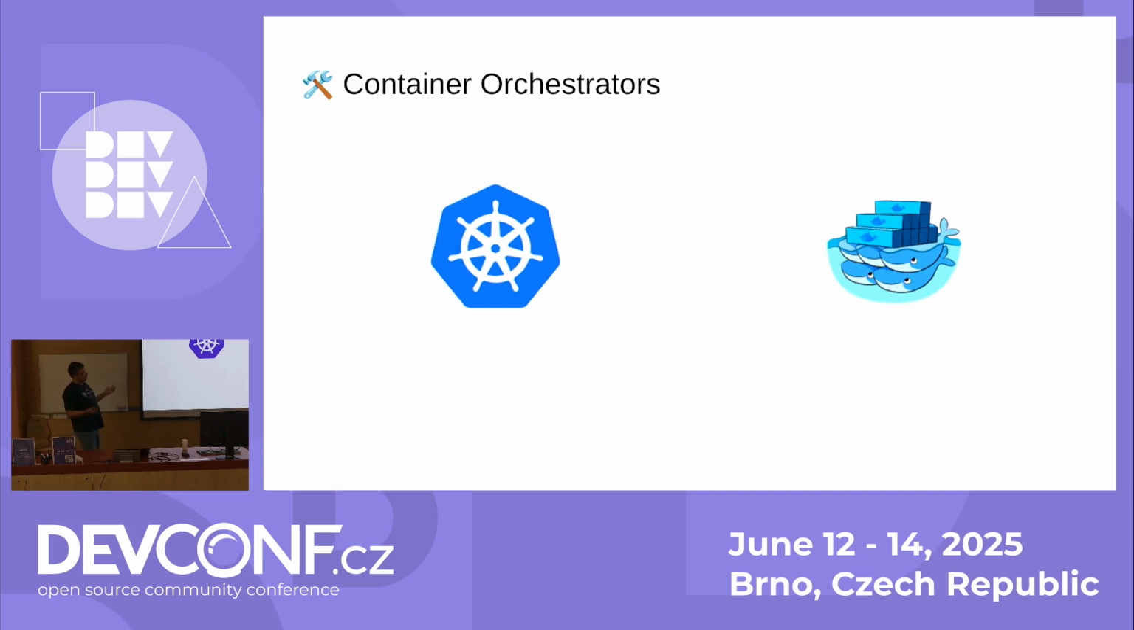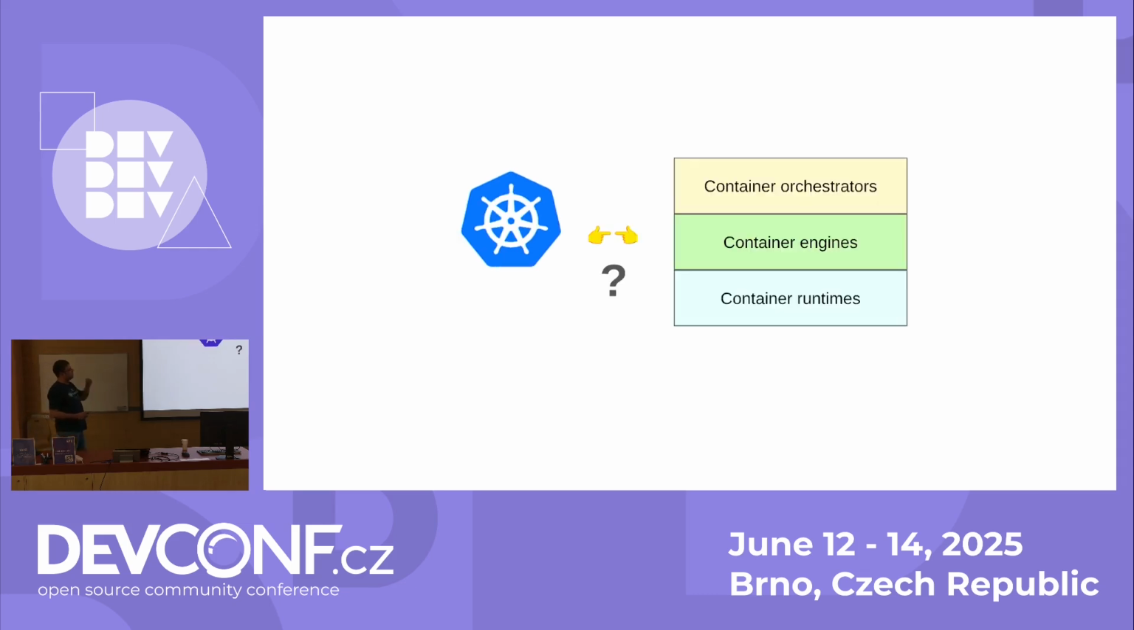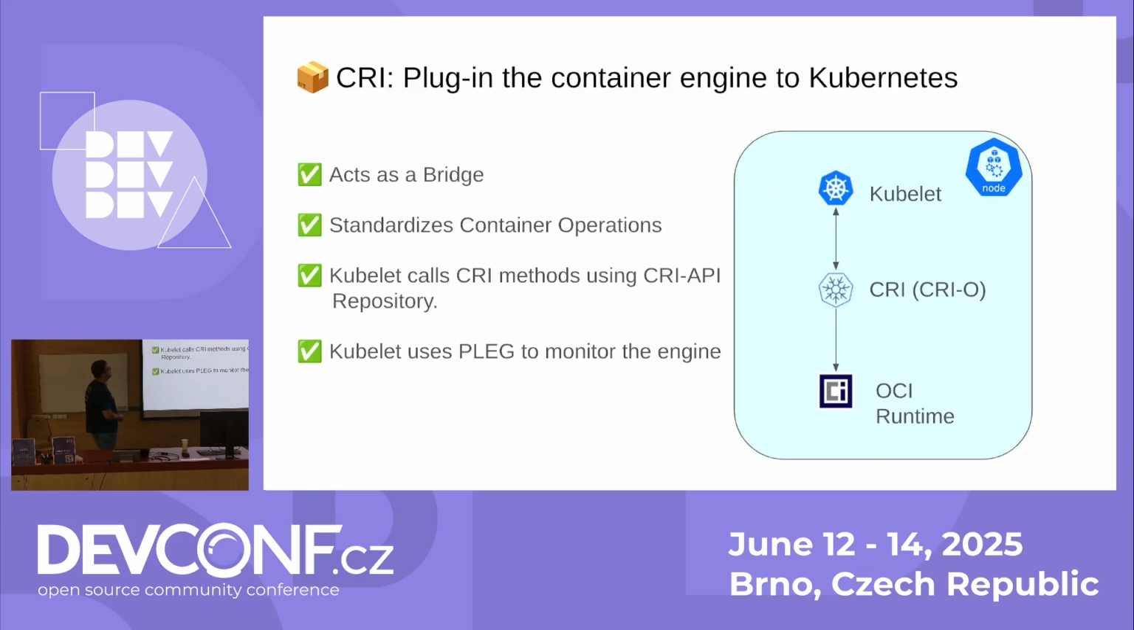The most popular is Kubernetes. There is also Docker Swarm, but we will focus in our talk on Kubernetes. So basically, how does Kubernetes connect or interface with this modular approach? Kubernetes has a plugin system by design. There are different plugin systems like CSI, CNI, but we will talk about the CRI, which is the Container Runtime Interface.